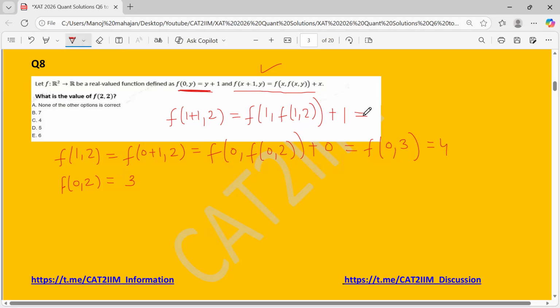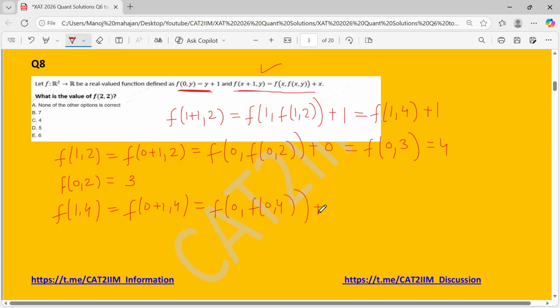So now if I look at this part, this was f of 1 comma. What is f of 1 comma 2? That is 4. Let's put it over here. So this is what we have. So now finally we have to get f of 1 comma 4. So let's do it. So if I go again with this step over here, f of 1 comma 4 would be what, f of 0 plus 1 comma 4, correct? Which is f of 0 comma f of 0 comma 4 out here, correct?